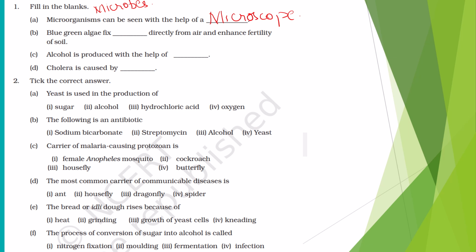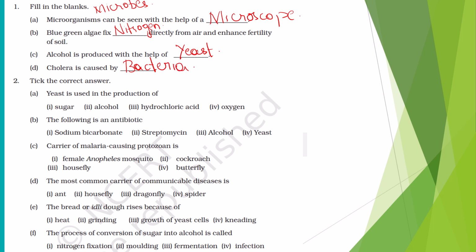Blue-green algae fix dash directly from air and enhance fertility of the soil. They fix nitrogen directly from the air, right? Blue-green algae and also some other bacteria will fix nitrogen directly from air and enhance the fertility of the soil. Alcohol is produced with the help of what? Yes, it's yeast. Cholera is caused by what? That's a disease, right? It is caused by bacteria.